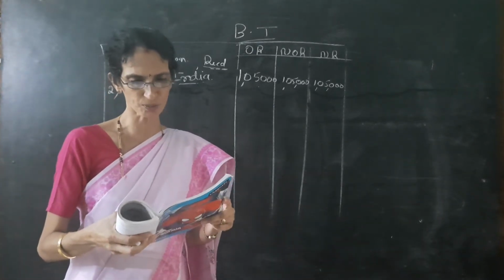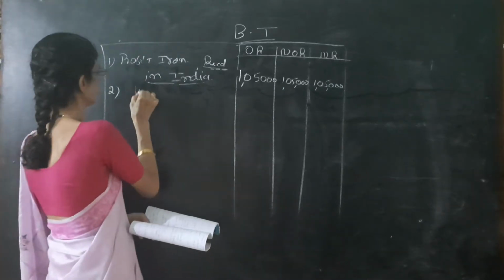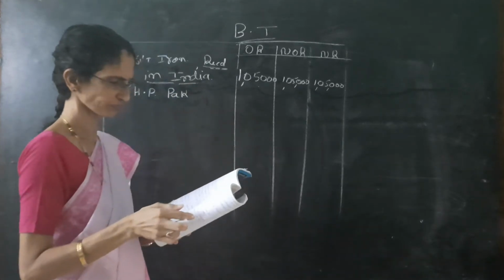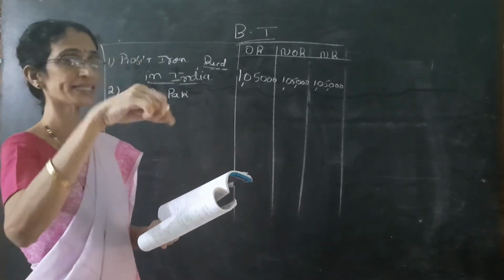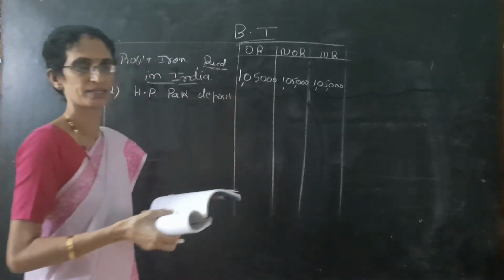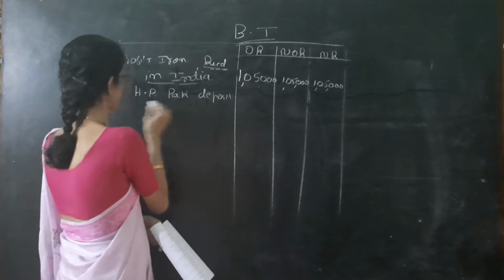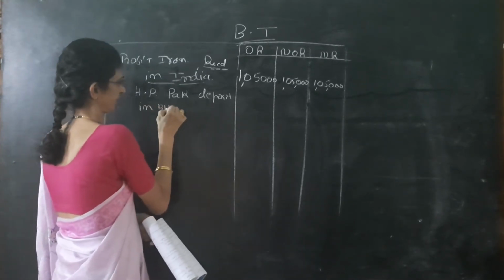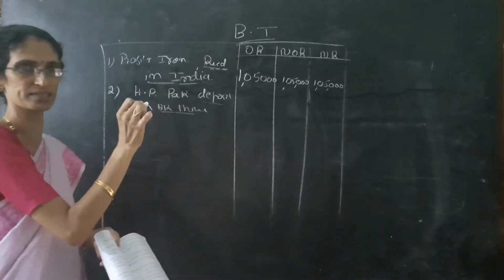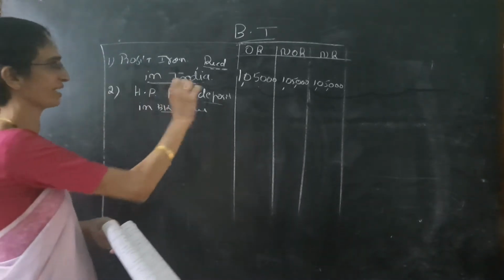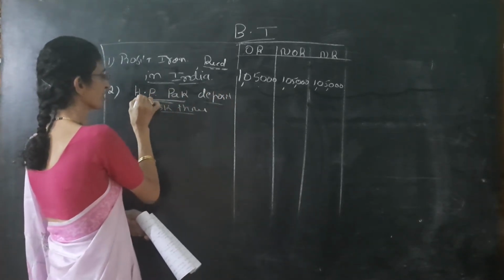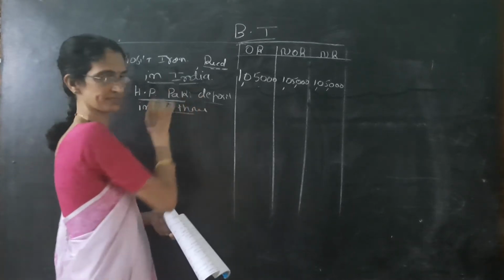The second transaction is given: income from house property in Pakistan, deposited in a bank there. So leave this one. Deposited in a bank there does not matter anything. No changes, it is not at all affecting the entries. So only take this one: income from house property in Pakistan.